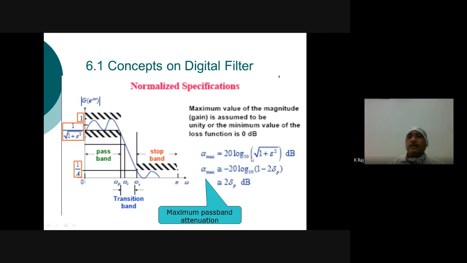Here alpha maximum, the maximum attenuation in the pass band, is 20 log 10 square root of 1 plus epsilon square, because it is 1 by this, so the minus sign will become plus. It is given as 20 log 10 square root of 1 plus epsilon square in dB, and alpha maximum may also be described as minus 20 log 10 of 1 minus twice delta p, that is approximately twice delta p in dB, defined as the maximum pass band attenuation.